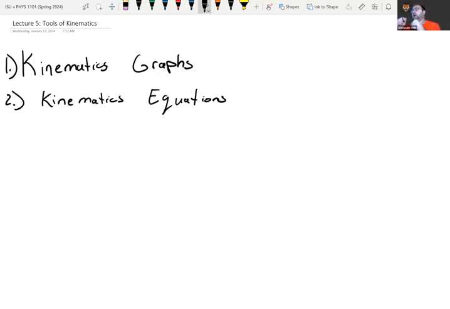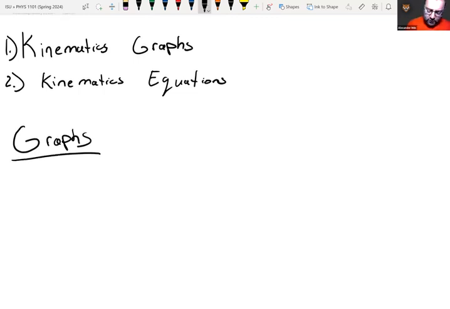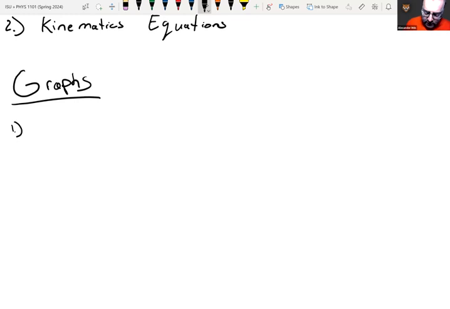And the kinematics graphs are not limited to constant acceleration. You can construct kinematics graphs knowing just a little bit about the situation. And a lot of times you can construct one kinematics graph from another one. And we'll talk about how that works in a little more detail. All right, so we'll do graphs first. And the first one to talk about is going to be position time graphs.